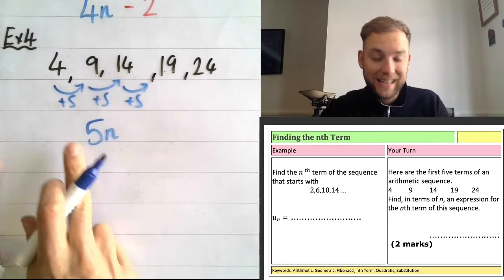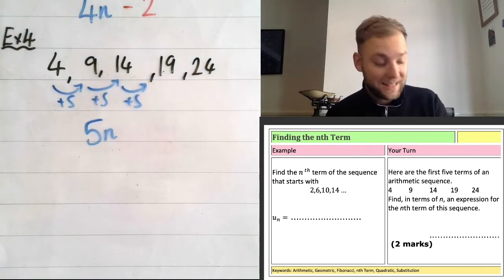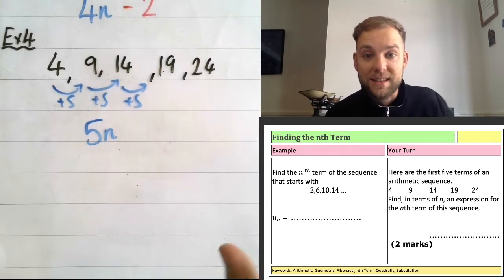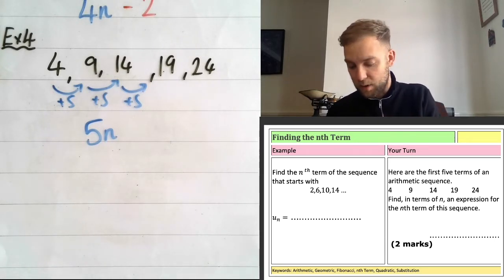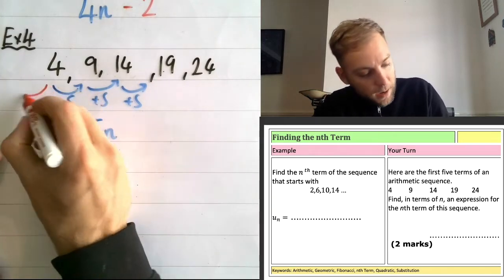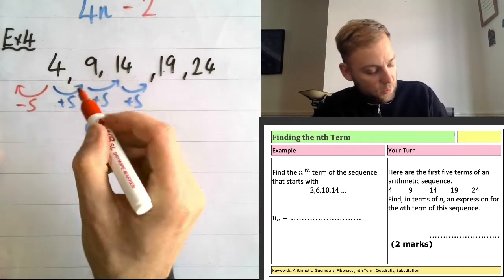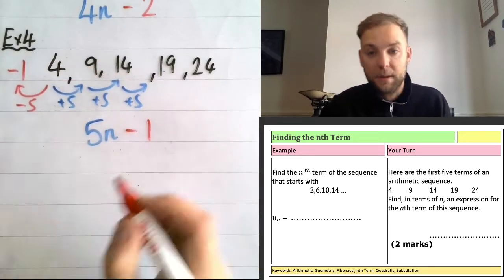Remember, the d, this is the difference. So the d stands for difference. N stands for the n, which comes after that. And then the 0 stands for, sorry, the o stands for 0, which is our 0th term. So I'm going to go back one here. So minus 5, which is equal to 4 minus 5 is minus 1. So this is 5n minus 1.